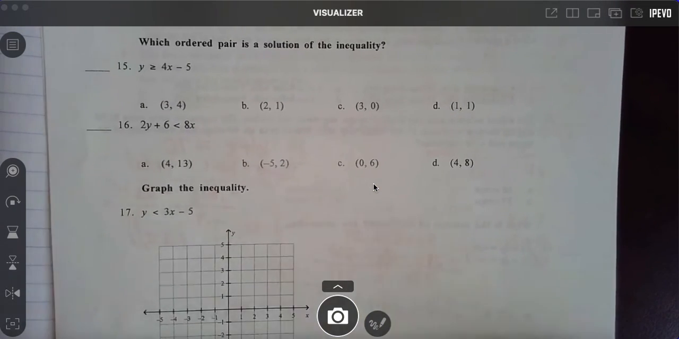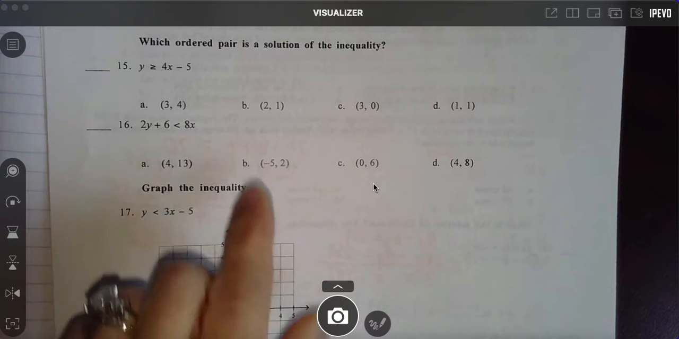Now 15 and 16, you have to do plug and play. That's what they want you to do on this. They just say, plug these ordered pairs in and tell me which one works. So on number 15, let's start with answer choice A.